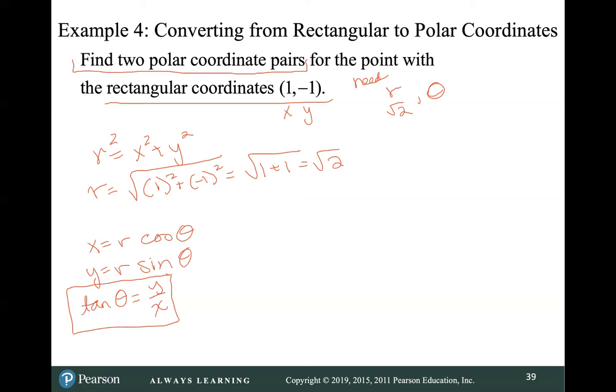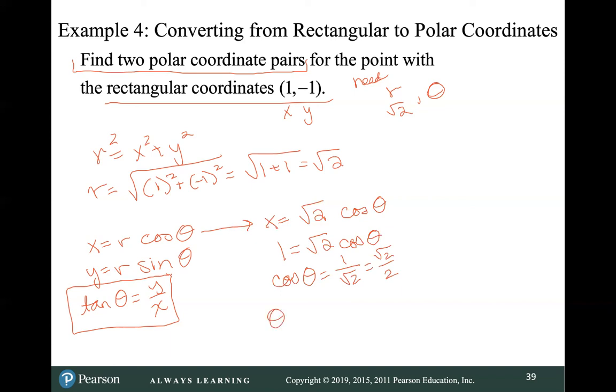So I'm going to go ahead and show you using x equals r cosine of theta. So we say x equals r is the square root of 2 cosine of theta, and x is 1 equals the square root of 2 cosine of theta. Then cosine of theta equals 1 divided by the square root of 2, or the square root of 2 over 2. Theta, you can use cosine inverse. I'm going to use the unit circle. Where does cosine equal square root of 2 over 2? We have two angles here.